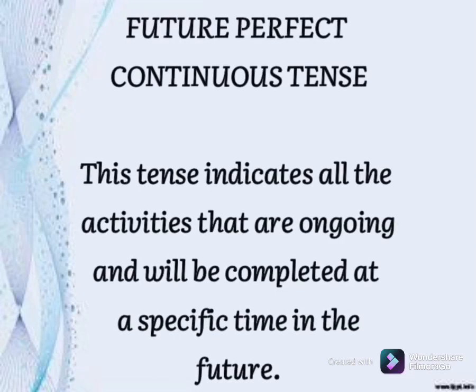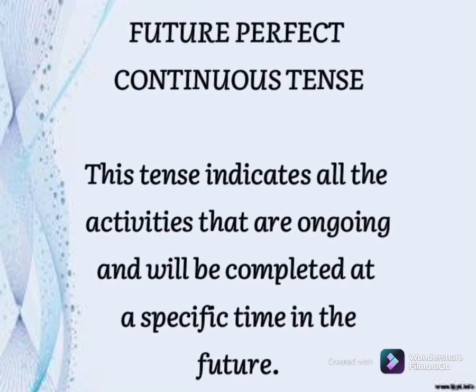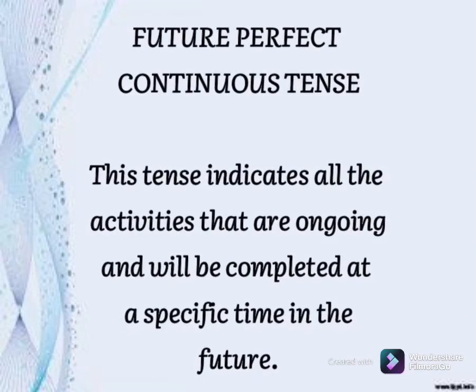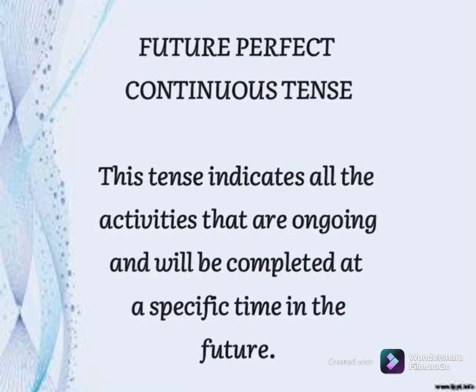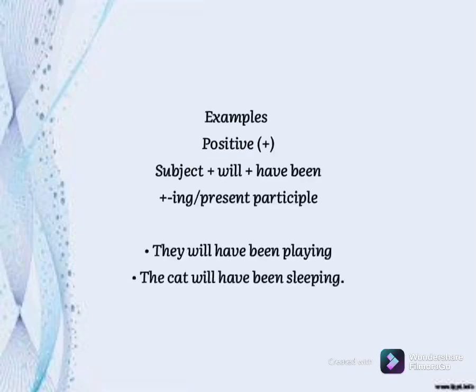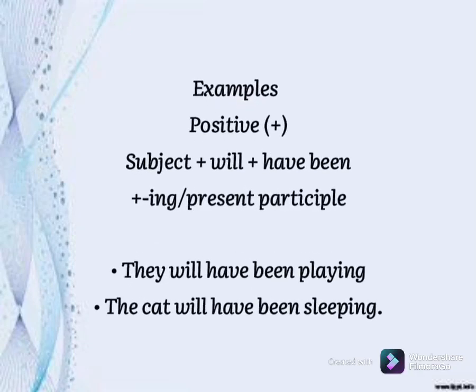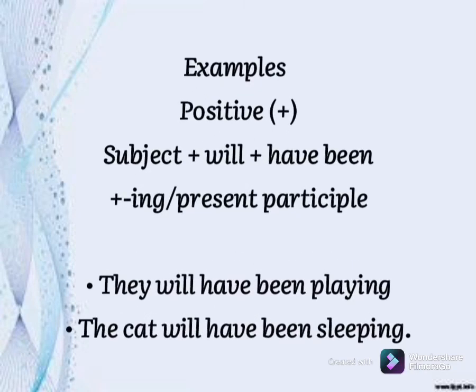Future perfect continuous tense. This tense indicates activities that are ongoing and will be completed at a specific time in the future. For examples, positive. The formula is subject plus will plus have been plus ing, or present participle. They will have been playing. The cat will have been sleeping.